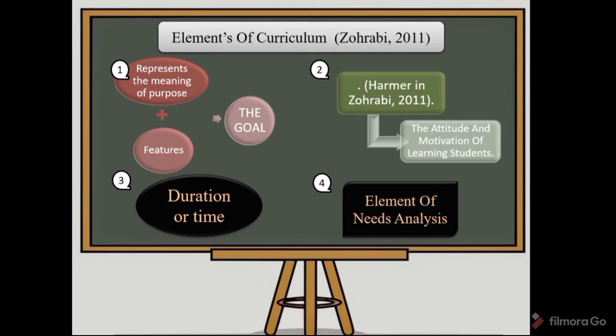The fourth element is needs analysis. Zohrabi 2011 also adds that needs analysis aims to improve and prepare teaching materials and methods in accordance with the purpose of learning. A program is conducted to determine learning frameworks, teaching materials, and learning research. Hutchinson and Waters in Zohrabi 2011 distinguish three terms in needs analysis, namely necessities, lacks, and wants.